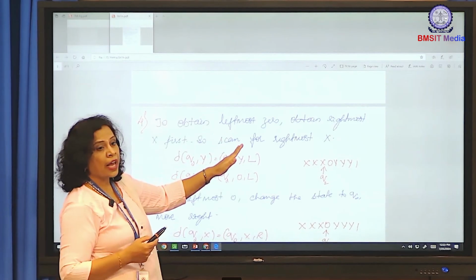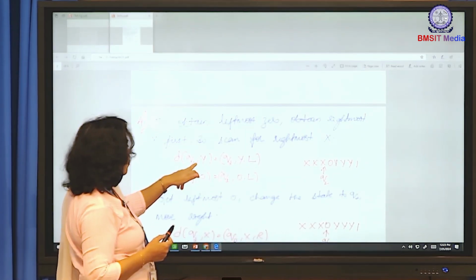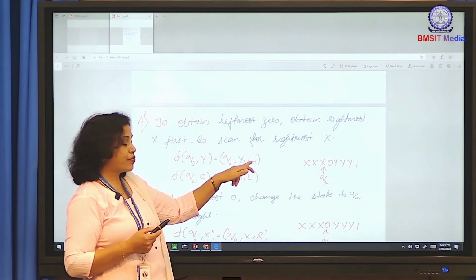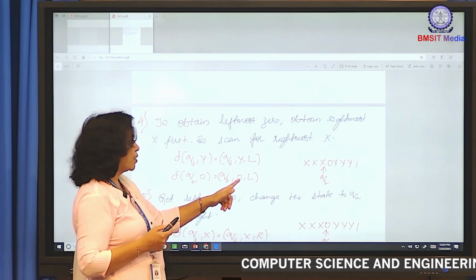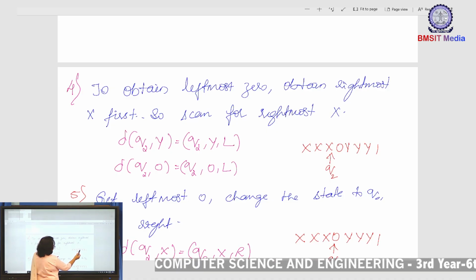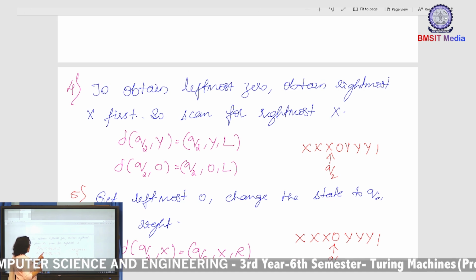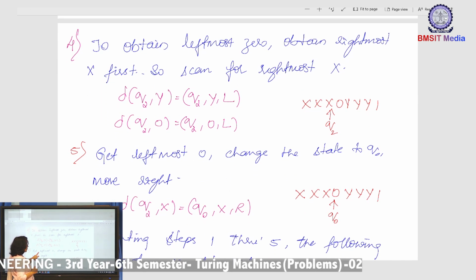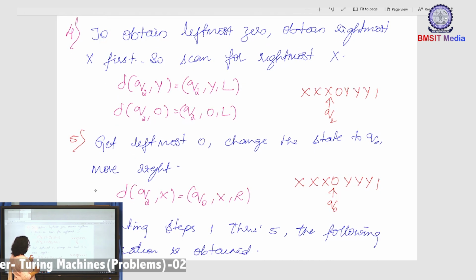So to obtain the leftmost 0, obtain the rightmost x first. So we have to scan for the rightmost x. For that, Q2 comma y equal to Q2 y left. Q2 comma 0 equal to Q2 0 left. You will see zeros and y's. Don't do anything. Just come left by these two transitions. Now get the leftmost 0. Change the state to Q0.